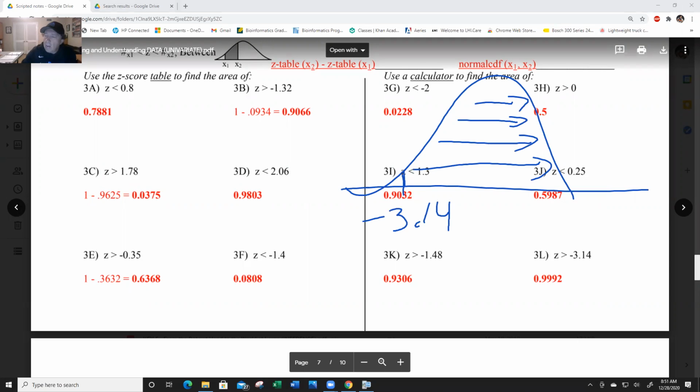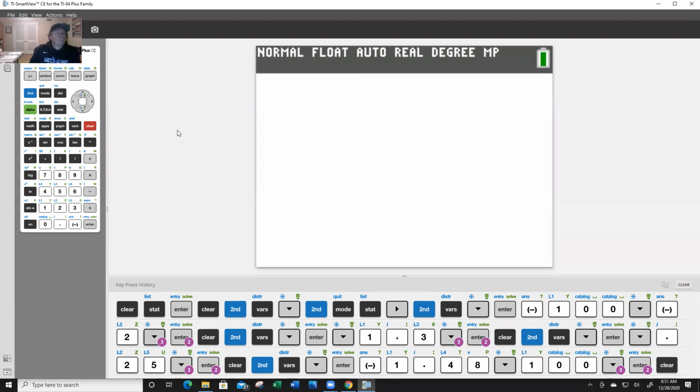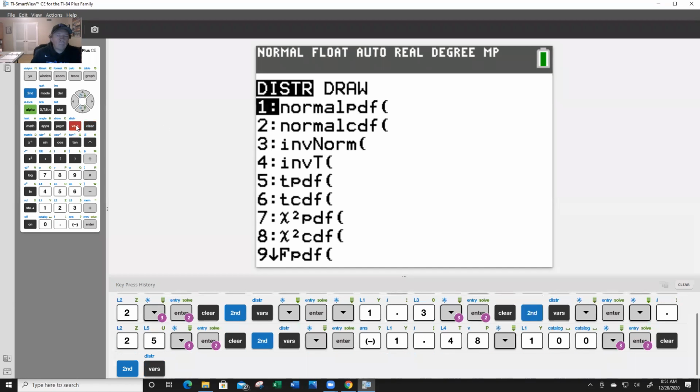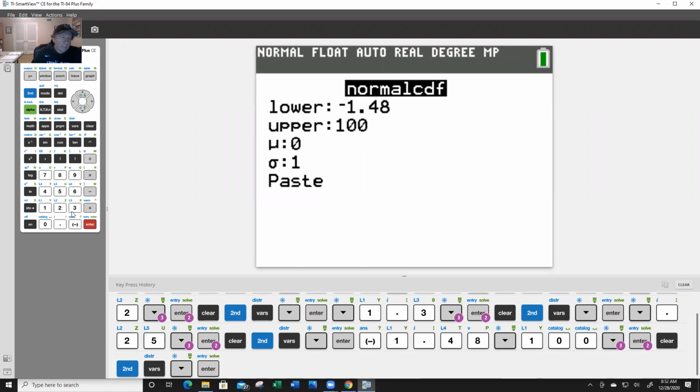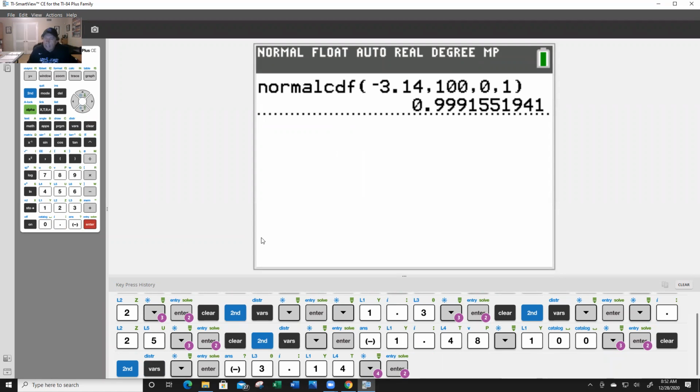Negative 3.14, and then the upper bound is infinity. Okay? All right, let's try this. Okay, so we got negative 3.14, and the upper bound is basically infinity. Here we go, 0.9992. So it's a lot of the curve. Okay, again, round to 4 spots.